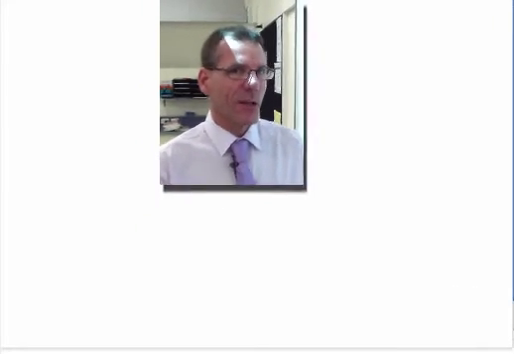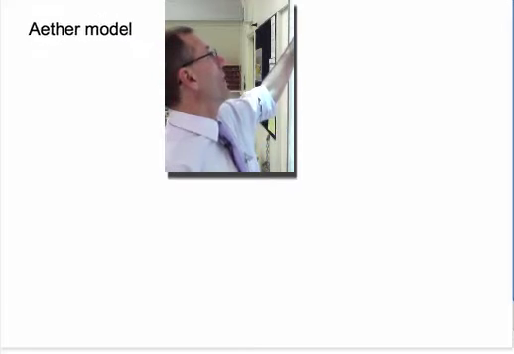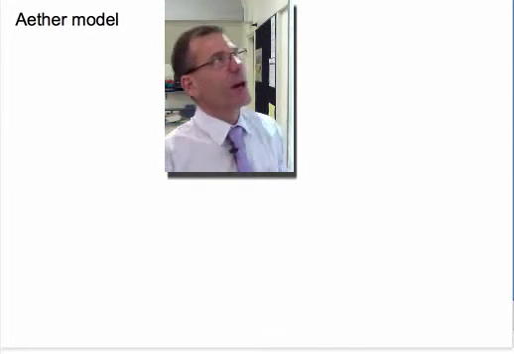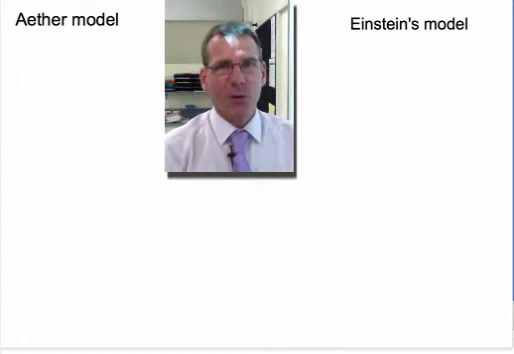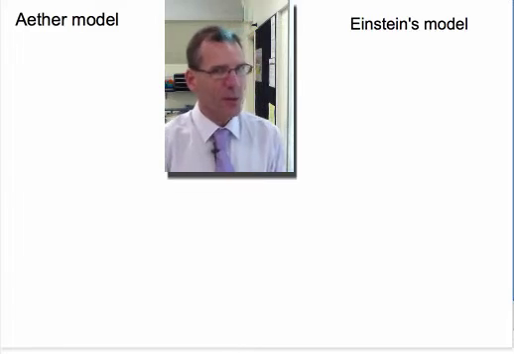I love this idea, thinking about how an experiment helps us determine between competing theories, because it really cuts to the heart of what it is to be a physicist, what it is to be a scientist. So on one hand, we've got the ether model for the transmission of light, and on the other hand, we have, well, for the want of a better name for the moment, let's call it Einstein's model for the transmission of light. And let's have a look at some of the differences between them.